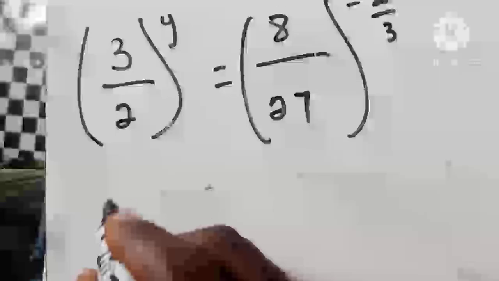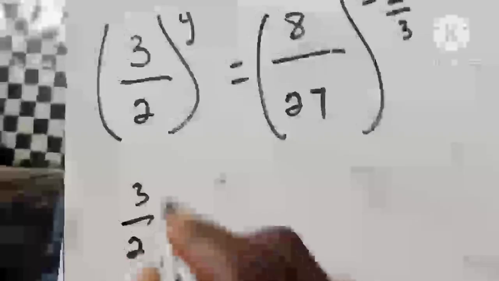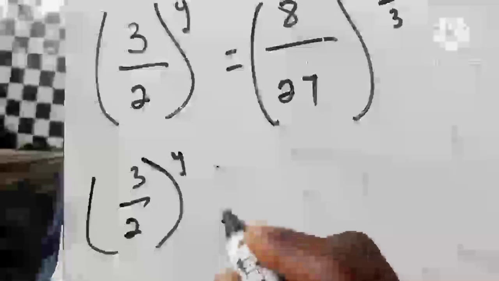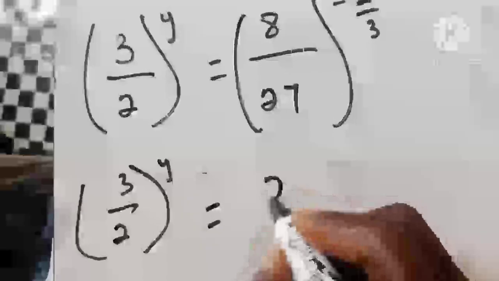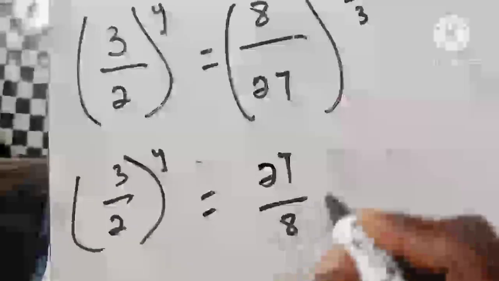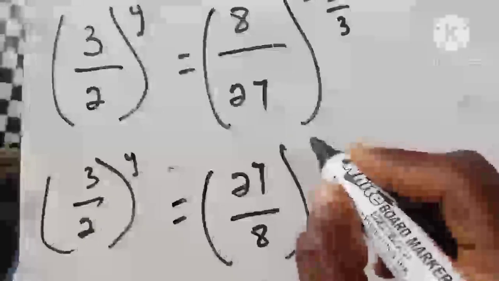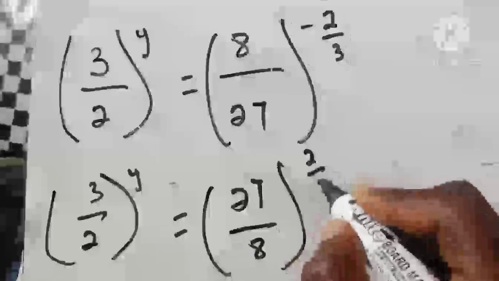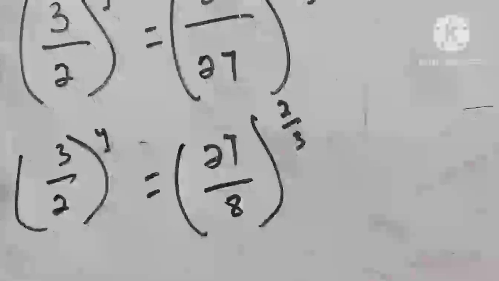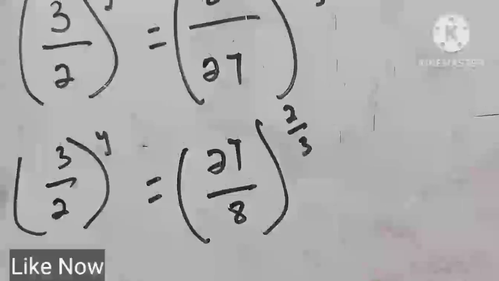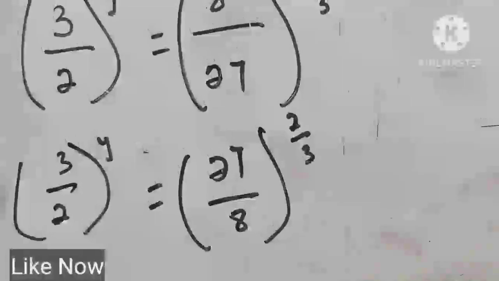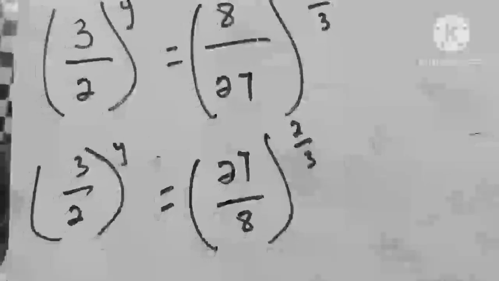Here we don't have any problem for now, so you have (3/2)^y. That's going to be (27/8) raised to the power 2/3. Is that okay? That should be something very simple and straightforward.